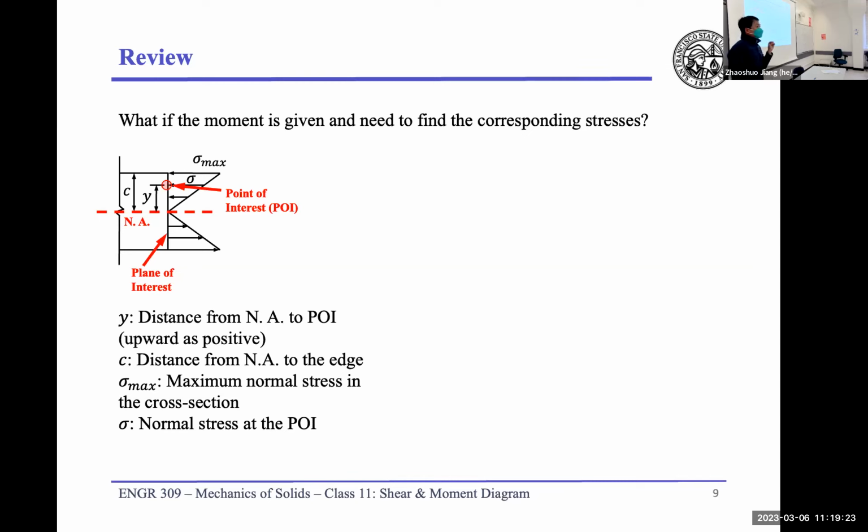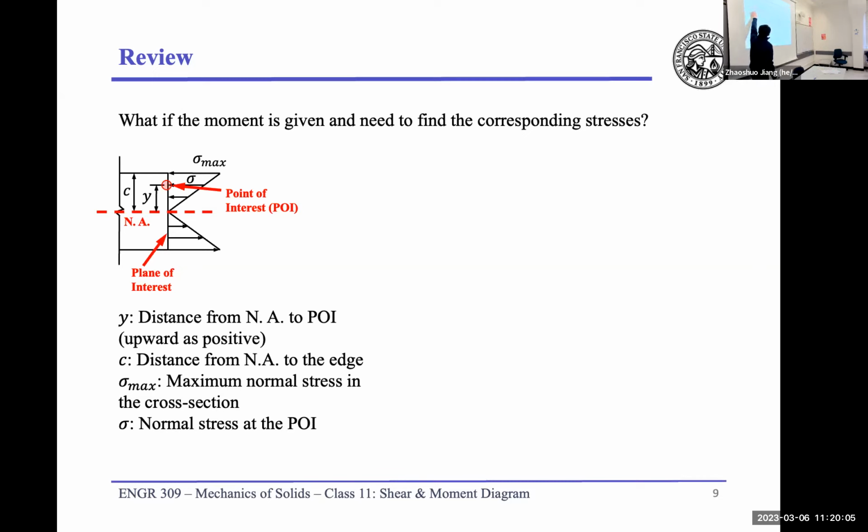And this y has signs. If this y is above your neutral axis, it is defined as positive. If this y is below your neutral axis, meaning the point of interest is below your neutral axis, the associated y is going to be negative. Important, right? Because the sign of this y defines whether you calculate your stress correctly or not, because your sign later on is going to represent compression or tension.